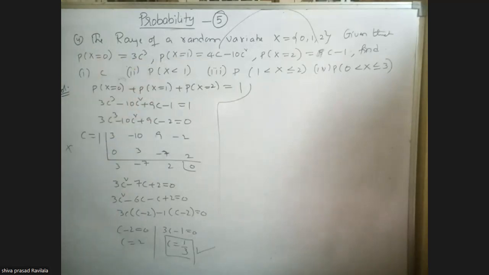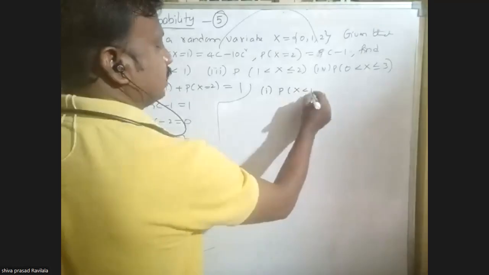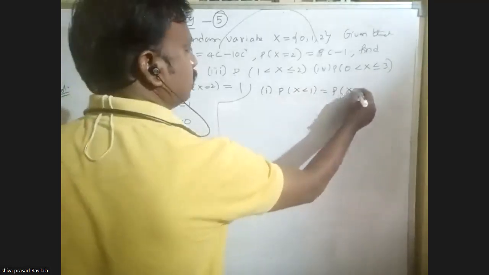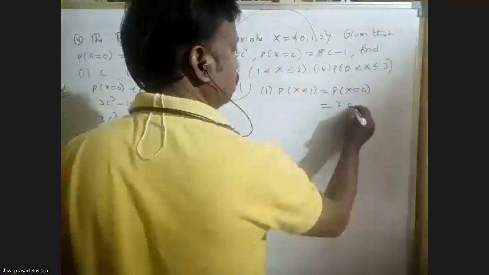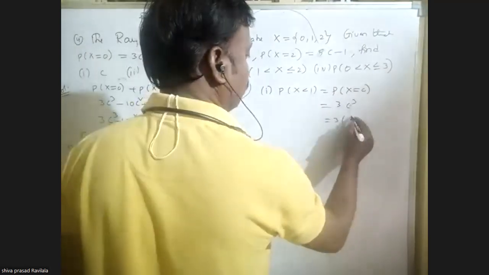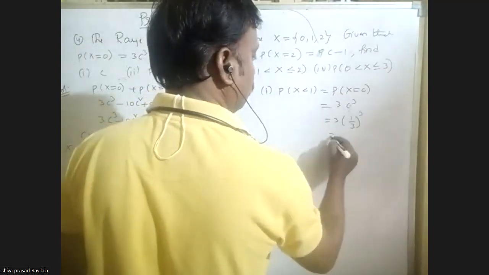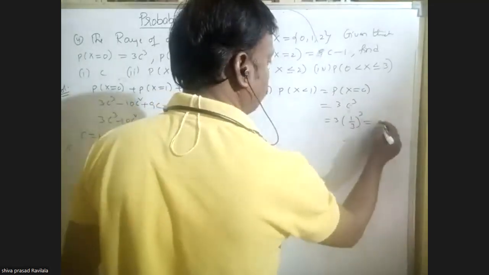Next. What is the first one? Probability of x less than 1 means there is only one condition, that is x is equal to 0. X is equal to 0 value, 3c cube. 3 into the c value, 1 by 3 whole cube. Cancel, that is 1 by 3 square is equal to 1 by 9.